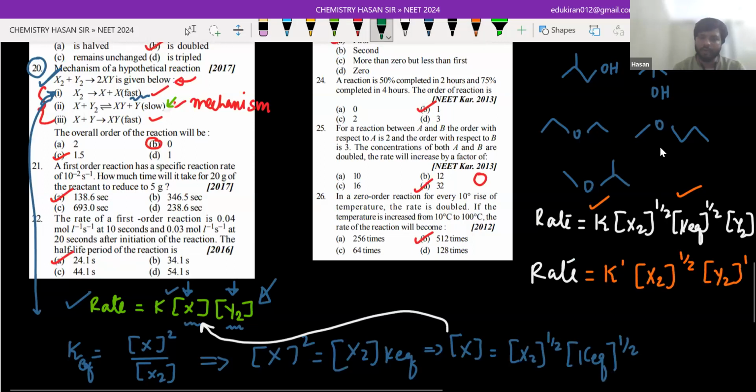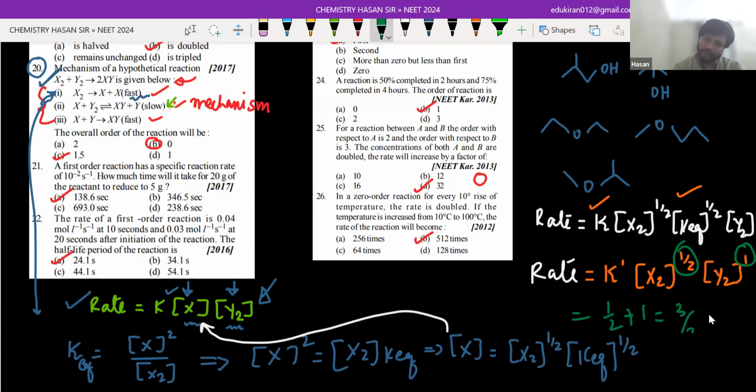Now what we need to find is the order of reaction. Order of reaction is the sum of the powers in the rate law expression. So what you will get is 3 by 2, that means 1.5 order. Isn't it easy? Right? This is a very good question.